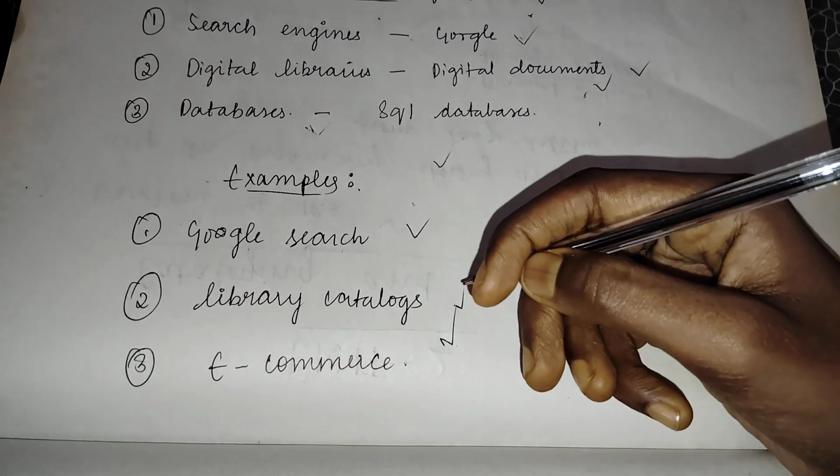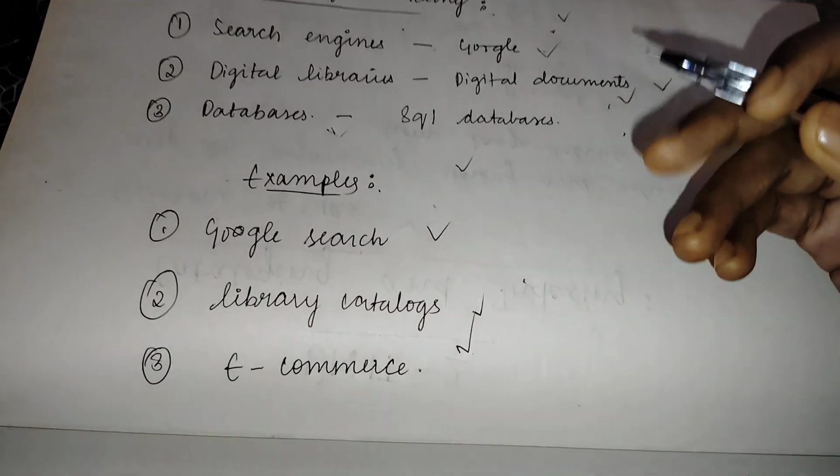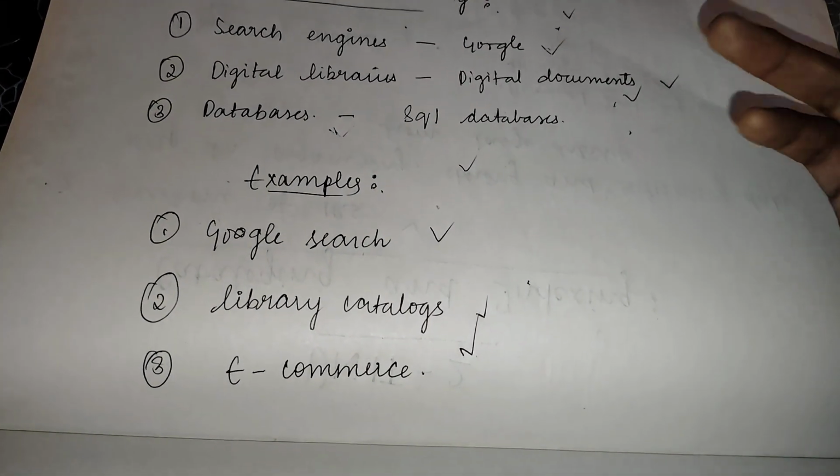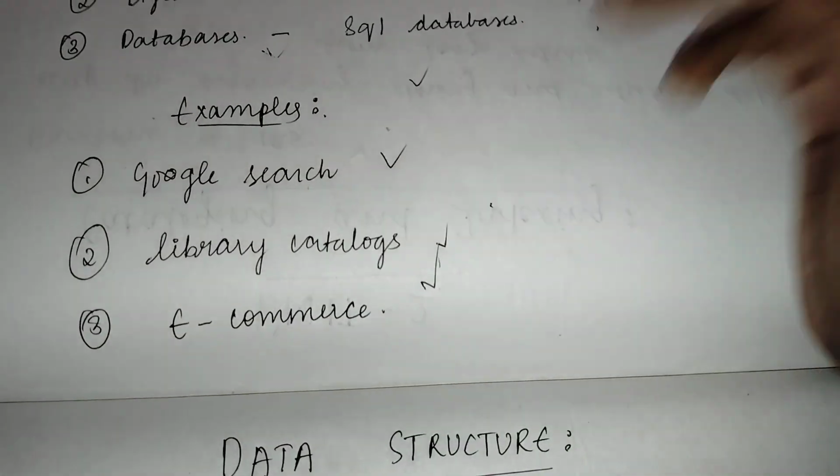Next, the third example would be e-commerce. These days it's very common, right? Online stores use indexing so that the right products are visible when you search for something. So that is nothing but e-commerce.